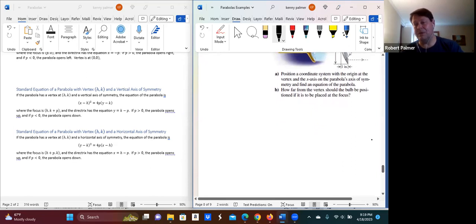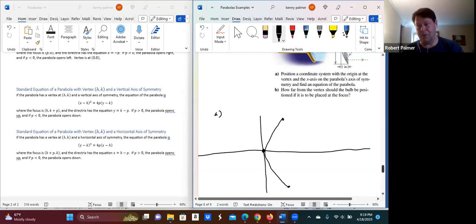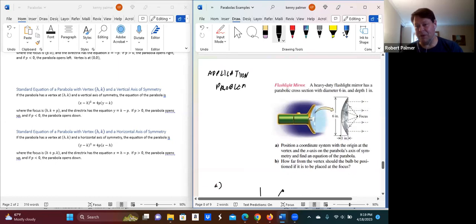So what that means is for part A, here's the x-axis, here's the y-axis, with the vertex right here. And so this parabolic mirror is going to look something like this. Now, what we know about this is that it has a length of 6 inches from here to there, and also has a depth from the parabola to right there of 1 inch.